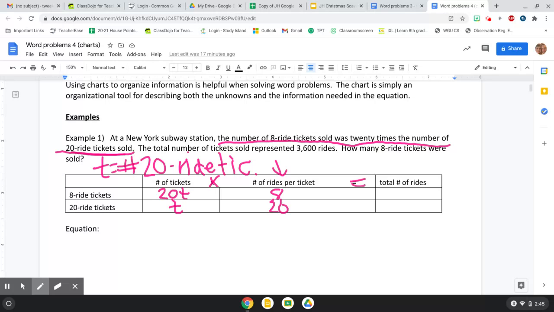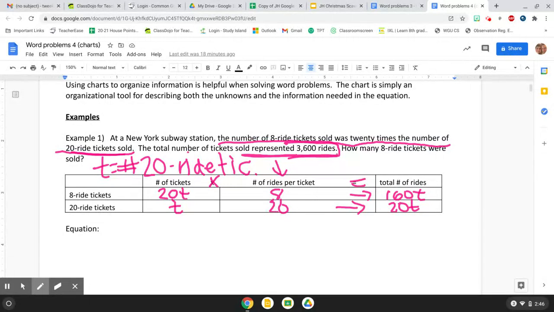So for the 8 ride tickets, I'm taking 8 times 20T, which is going to give me 160T. And the last one, for 20 ride tickets, I'm taking 20 times T, which just gives me 20T. Notice that I didn't use the 3,600 rides. This is going to help me create the equation afterwards. I'm not putting it in my graphic organizer because that was not pertinent information for what belonged there.